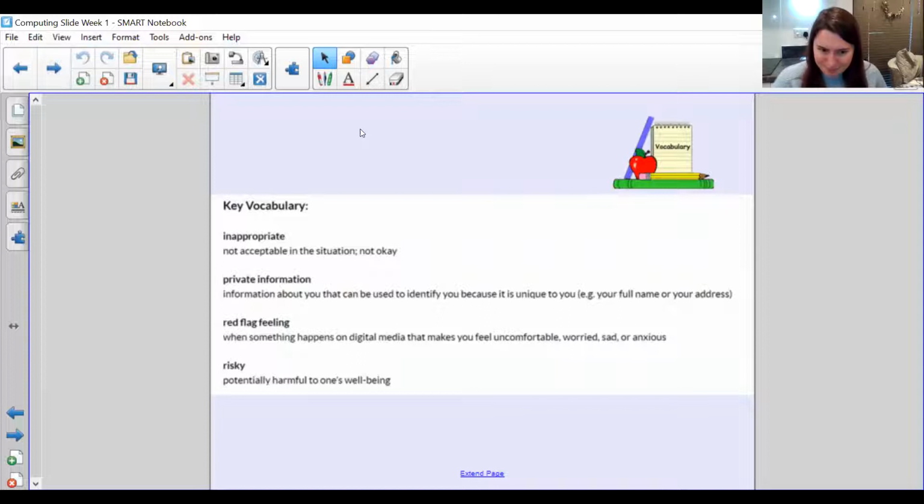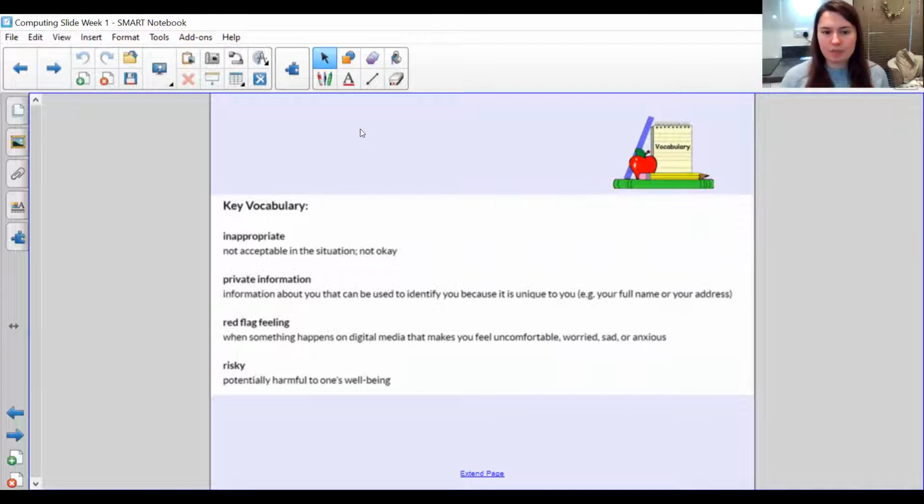For everyone else, key vocabulary that we are going to be talking about today. The word inappropriate, something being not acceptable in the situation or not okay. Private information is information about you that can be used to identify yourself. It's unique, you know, your name, your full name, your address, your mobile number, your email address, anything that's unique to just you.